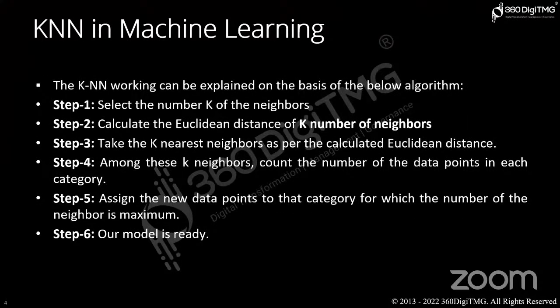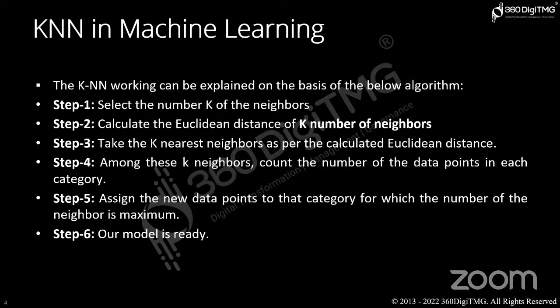The implementation steps in KNN: first we need to select the number K, the number of neighbors. Then we calculate the Euclidean distances with respect to the K neighbors. Based on the distances, we can take neighbors like 3, 5, 7. Then take the K nearest neighbors as per the Euclidean distances.